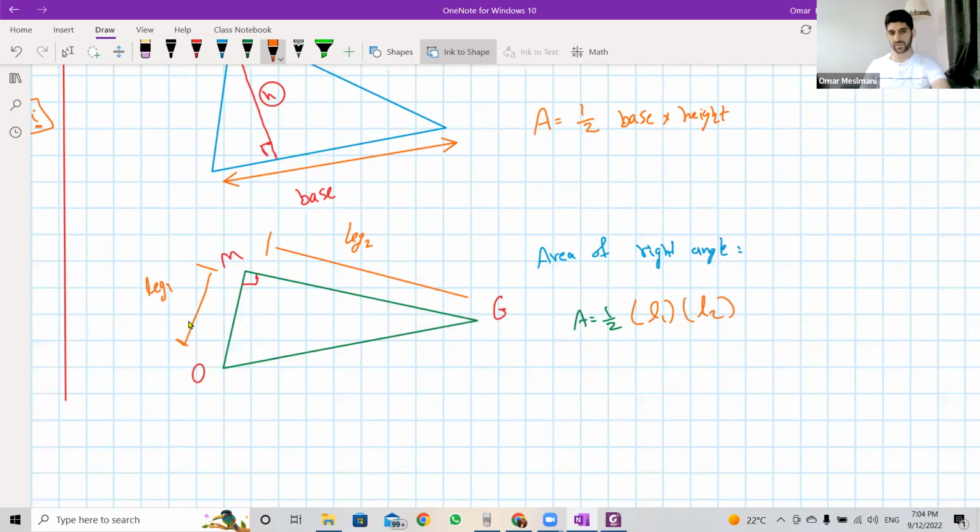By the way, do you know what we call the side opposite the right angle? Hypotenuse, exactly. In Arabic it is al-watar, but in English it's called hypotenuse. So leg number 1 times leg number 2, times 1/2, is the area of a right angle triangle. And this is the area of a normal triangle, which is 1/2 times base times height.